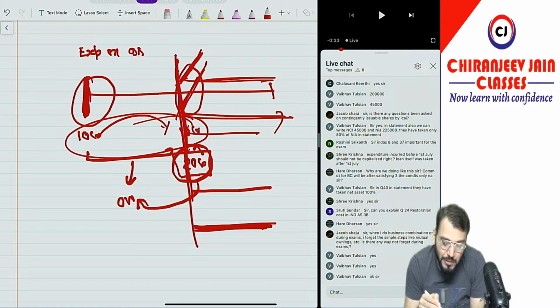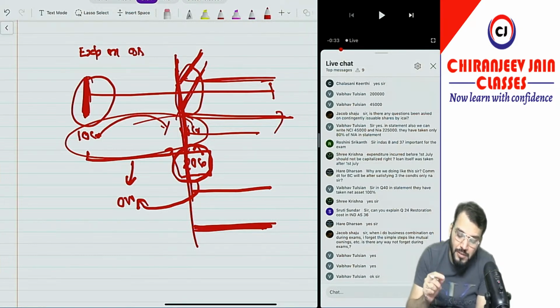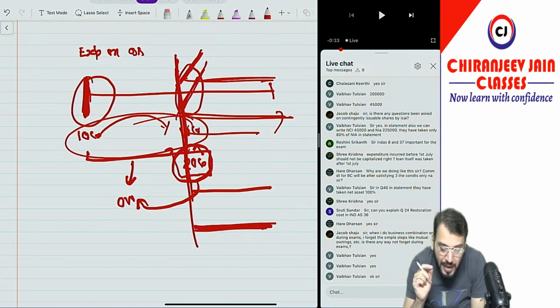Okay. Now, Shruti: sir, can you explain question number 24? Restoration cost in Ind AS 36. Which question? Tell me the question bank addition. Which addition is it? Sir, can you explain question 24? Restoration cost in Ind AS 36. Can you give me the question bank addition number?